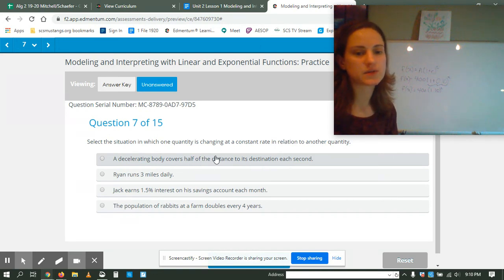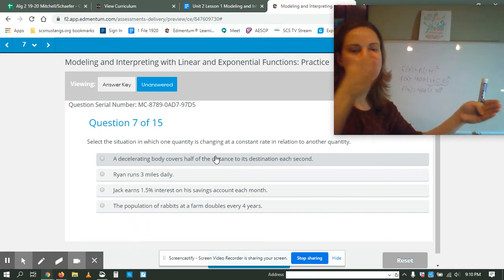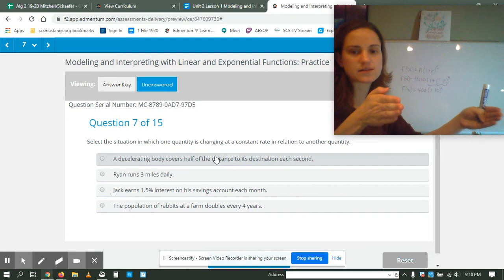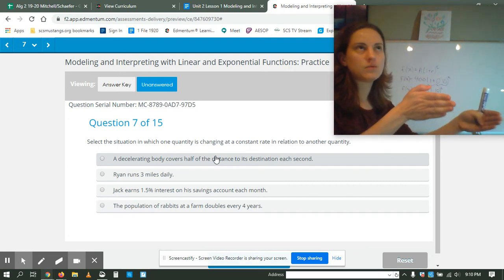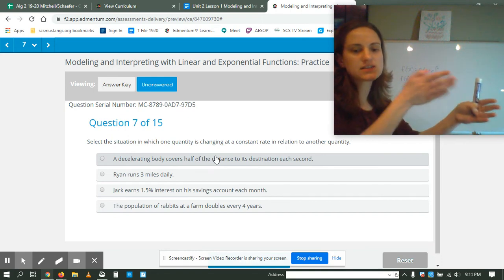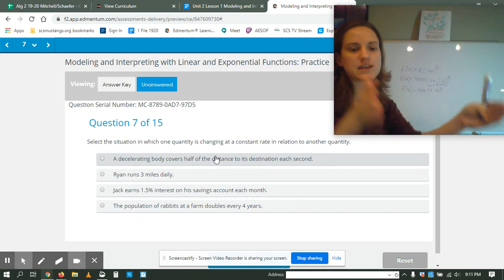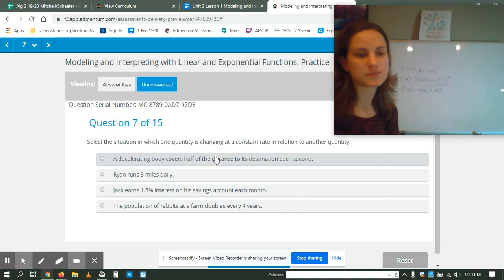So this one's exponential because let's say it's 10 feet away. Half the distance would be 5, and then half the distance of that 5 would be 2.5. And then half of that 2.5 would be like 1.75 or something like that. It's not the same amount that it decelerates over a period of time. So that makes that one exponential.